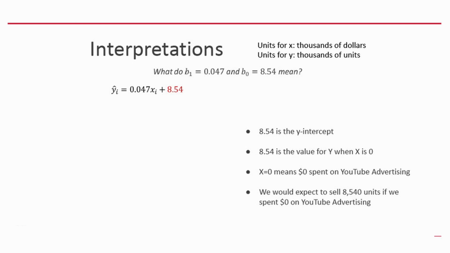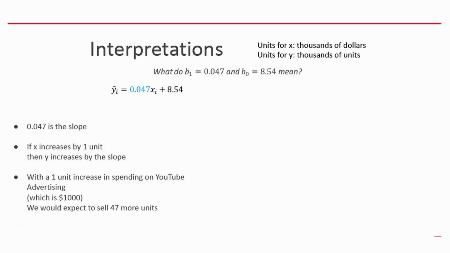Generally speaking, the y-intercept is the value for Y when X is 0. In our context, X is the amount spent on YouTube advertising. So when we spend $0 on YouTube advertising, we would expect Y to be 8,540. That's the value for Y in our context. 8.54 in thousands of units is 8,540, and that's units sold. So we would expect to sell 8,540 units if we spent $0 on advertising. What is Y when X is 0?